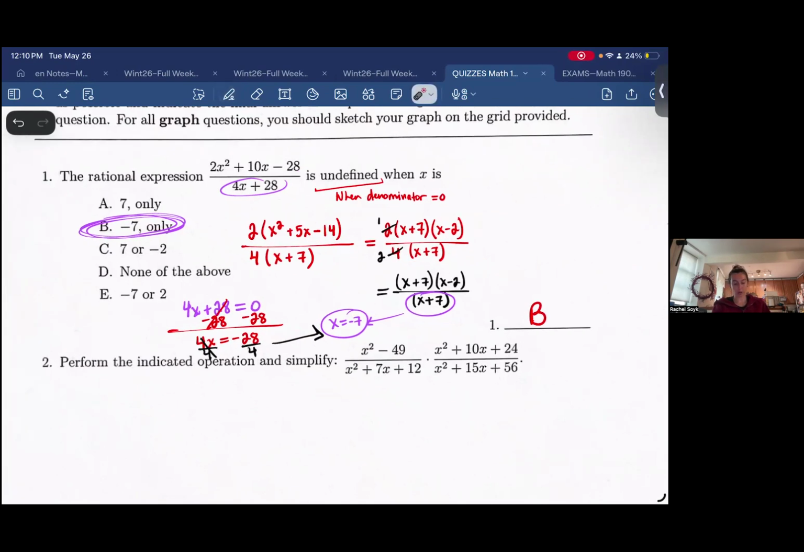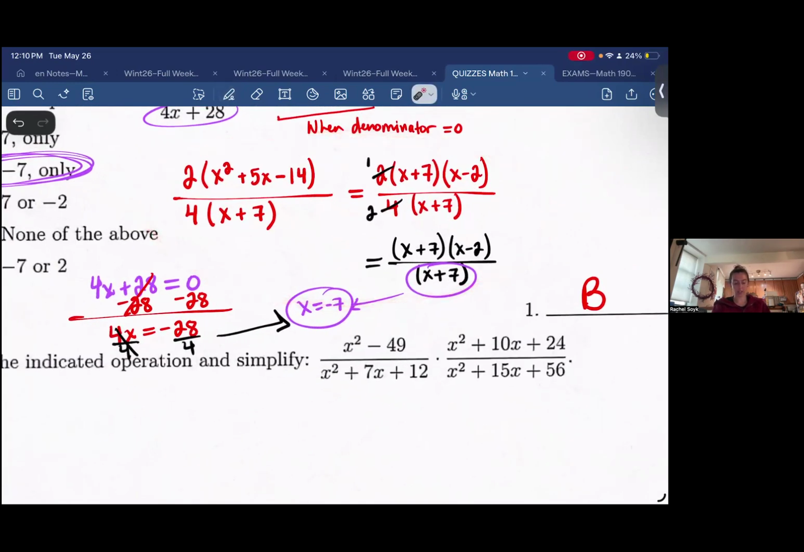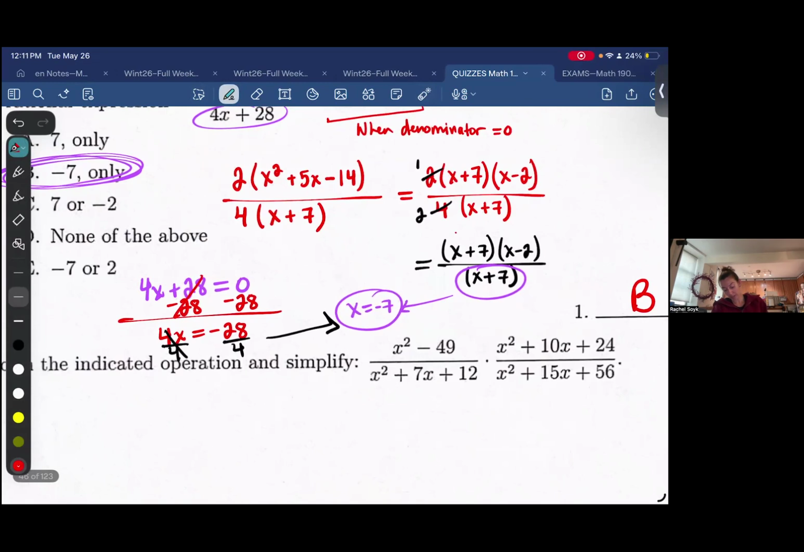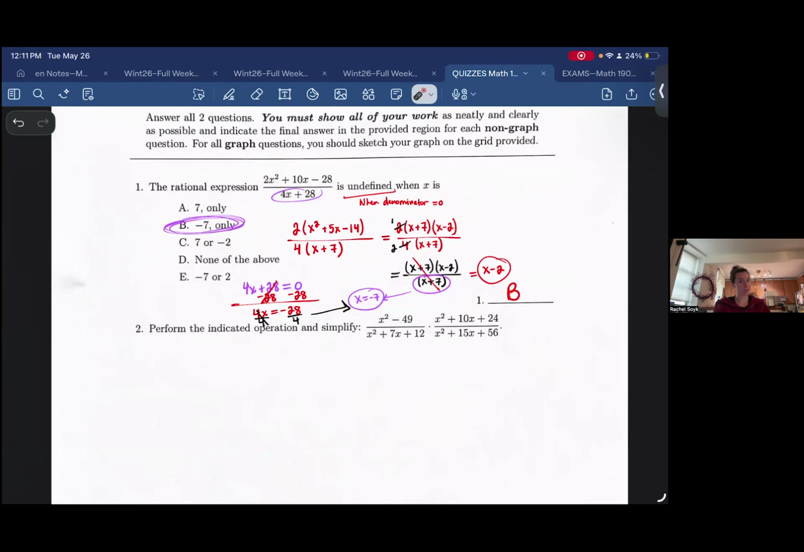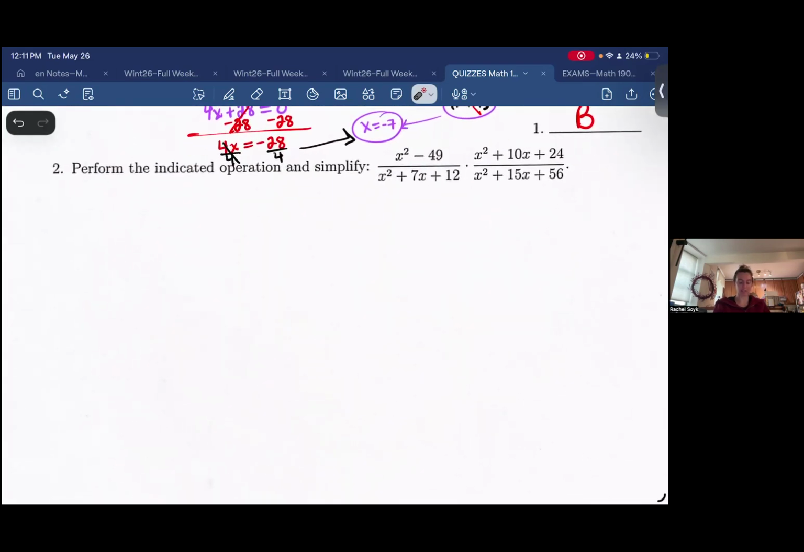It's just important to note, the reason why I did it this way is you cancel it out if it asks you simplest form, but you don't want to say, oh, there are no values of x that make it undefined, because this is an expression, and if you physically plugged in negative 7 into this original form, you would get 0 in the denominator, and that would be an undefined value. So you do have to exclude this from your domain. It's not a vertical asymptote, but it is not part of your domain.